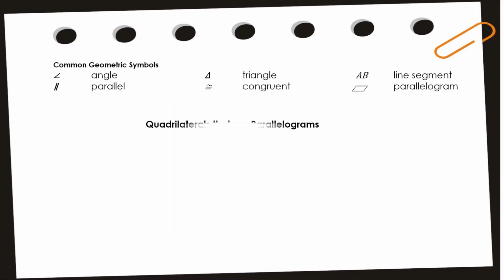So aside from these terms, we must also be familiar with some geometric symbols. This is the symbol used for angle. This is the symbol used for parallel. This one is used to represent triangle. This symbol represents congruent. And then we make use of two capital letters to represent line segment. And this symbol is used to represent parallelogram.